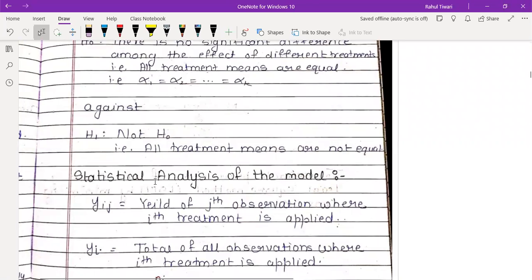But it can happen that alpha 1 is equal to alpha 2. Getting my point? Alpha 1 is not equal to alpha 2, alpha 2 is not equal to alpha 3, alpha 3 is not equal to alpha 4 and so on. But it can happen that alpha 1 is equal to alpha 3, or alpha 1 is equal to alpha 4. That is called post hoc test. That is also there in your syllabus, that I will discuss maybe in the coming few sessions.